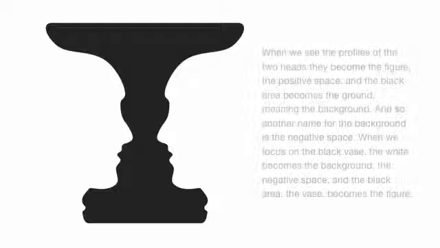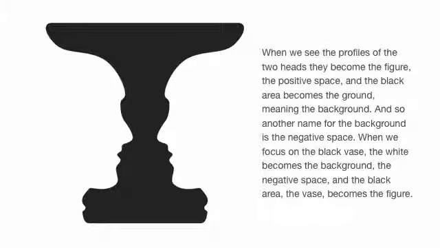When we see the profiles of the two heads, they become the figure, the positive space, and the black area becomes the ground, meaning the background. And so another name for background is the negative space. When we focus on the black vase, the white becomes the background, the negative space, and the black area, the vase, now becomes the figure.